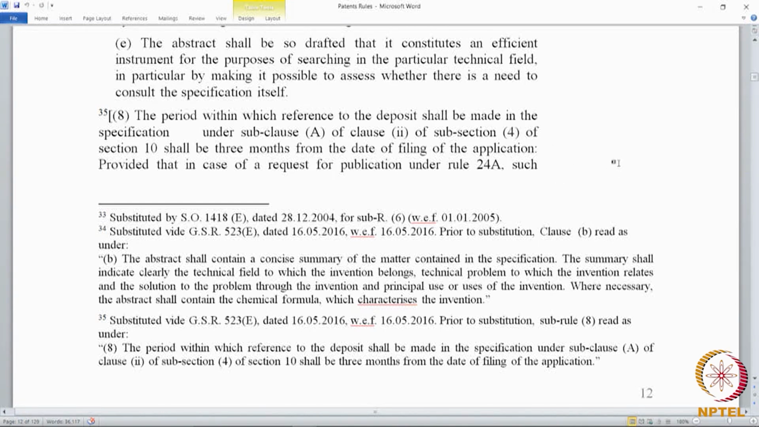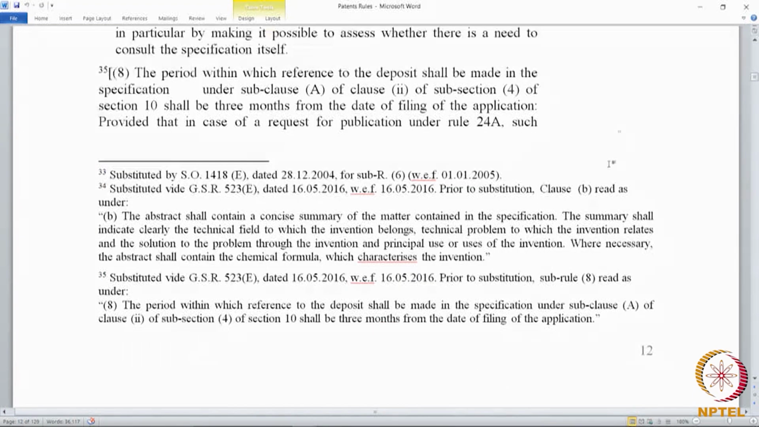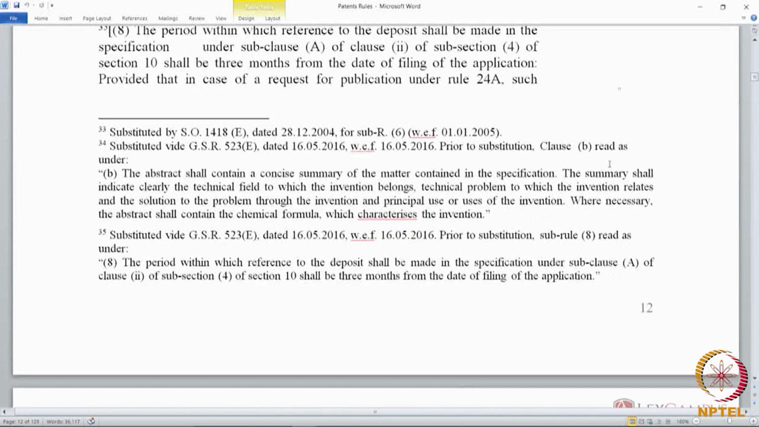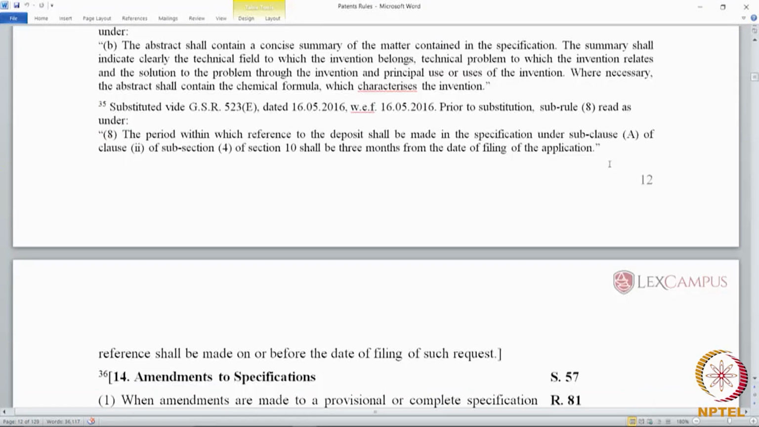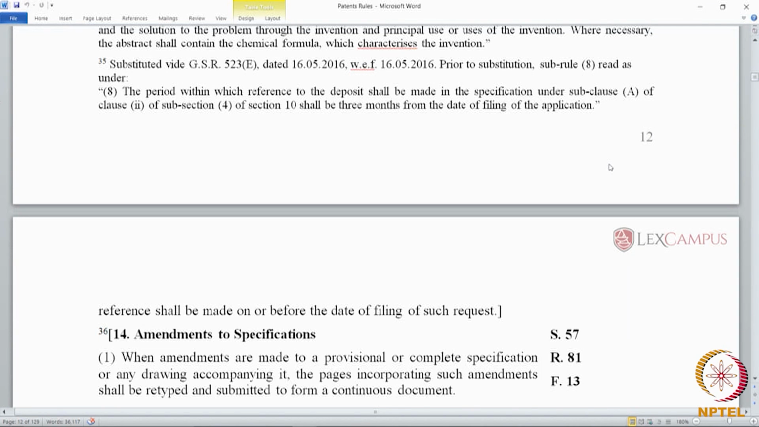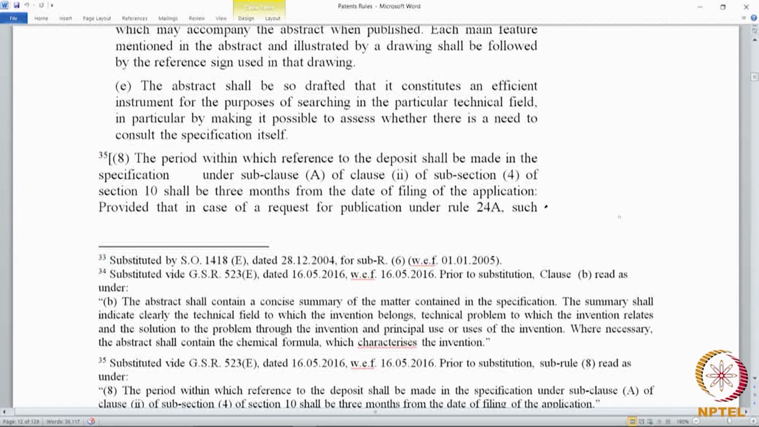So, it is a 3-month time period from the date of filing the application, provided that in case of a request for publication under Rule 24a, such reference shall be made on or before the date of filing of such request. So, request under 24a is request with regard to publication of the application. An application is not examined unless a request for publication is made.